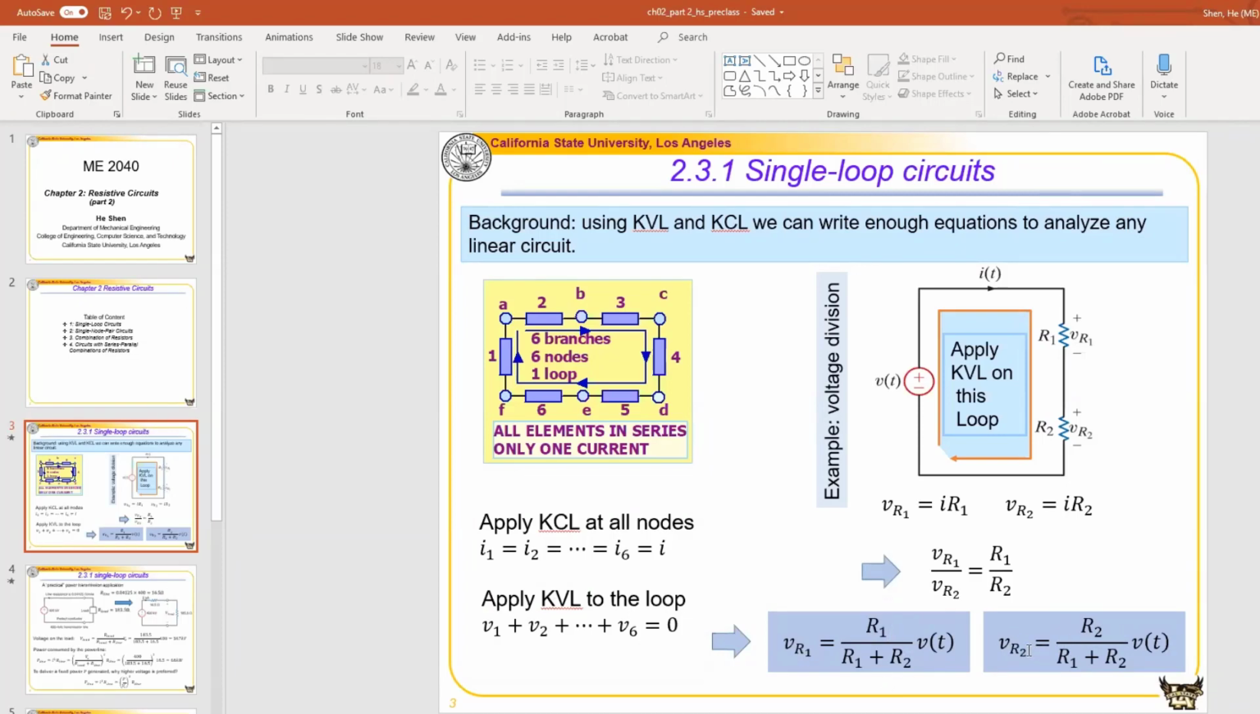What I want to point out about this result is the physical meaning behind it. By looking at this example, we have 2 resistors in series. The voltage on one resistor, VR1, is part of V, and the portion depends on the ratio of R1 and R2, or you can say the ratio of R1 and the total resistance. So the bigger the percentage of this one resistor compared to the overall resistance, the higher the voltage drop on this resistor. The same thing for VR2. So this is called a voltage divider or voltage division.